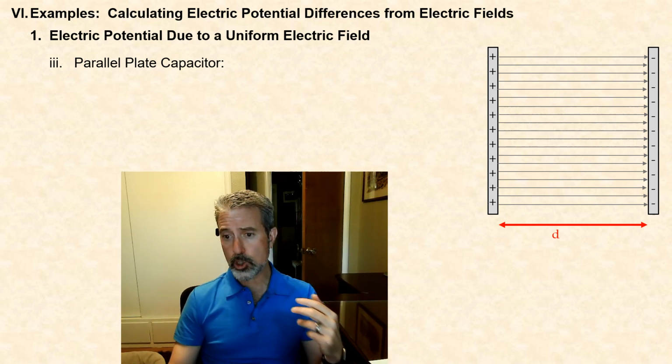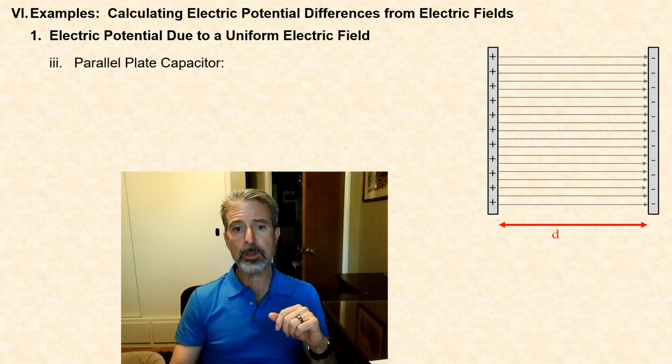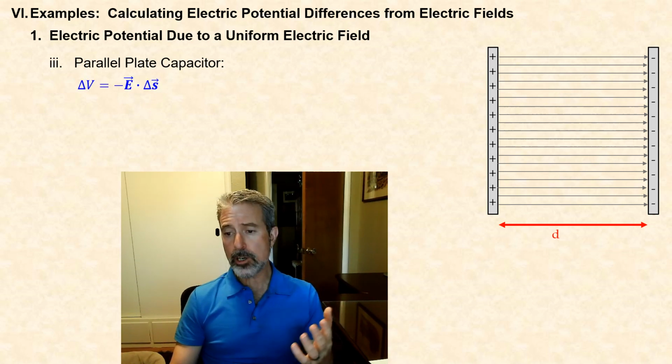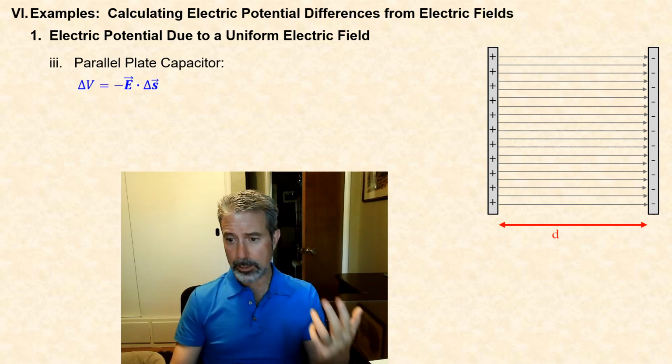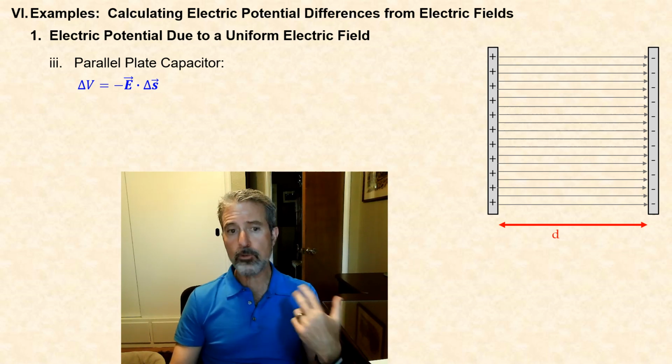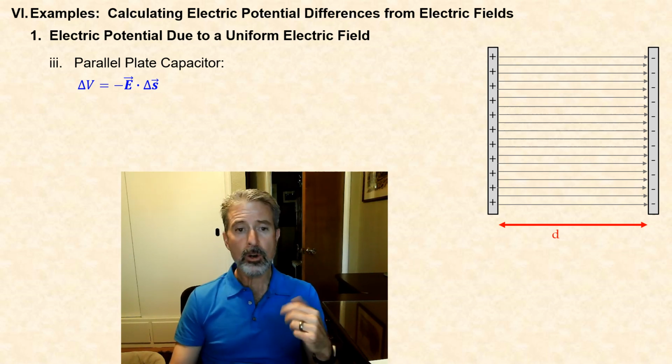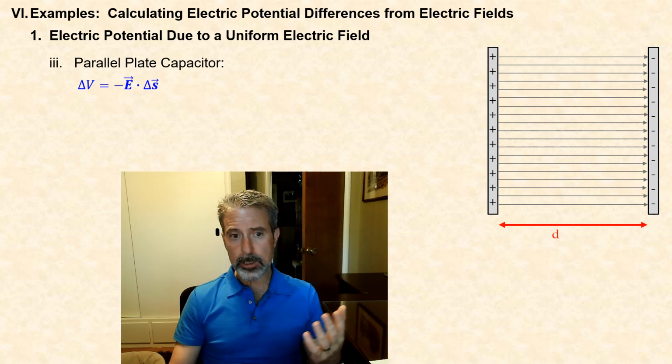And if we ignore the small fringing at the edges of the plates, then we can consider them to be creators of uniform electric fields. And so it's important to know, what is the electric potential difference for a parallel plate capacitor? Well, here's our definition of electric potential difference.